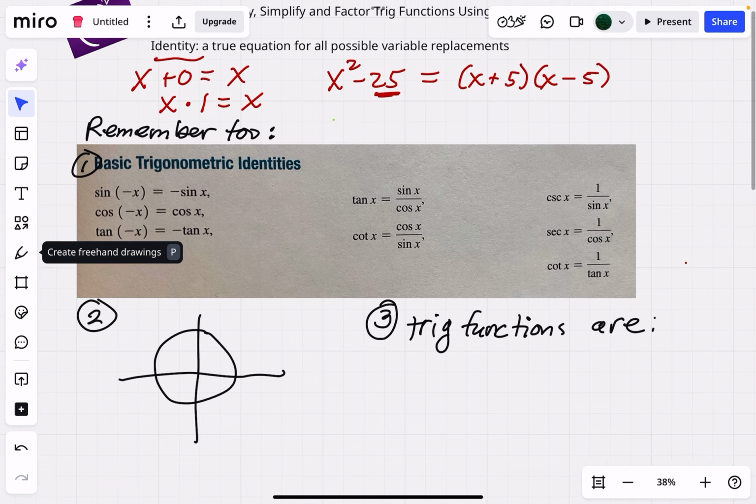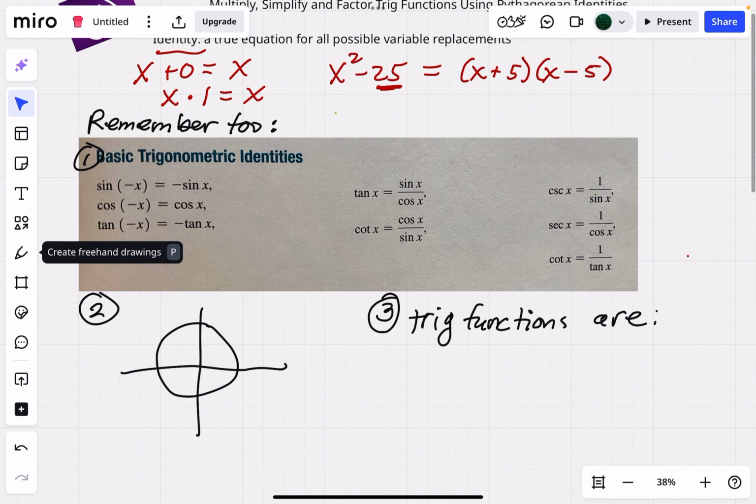Okay. Now, for our Pythagorean identities, there are 3 things that I need you to remember before we keep going and go over them. The first thing I need you to remember is your basic trig identities, which hopefully you have learned already. This is a quick summary of them, their ratios and what they're equal to. This one over here, I want you to remember is the same thing as y over x.